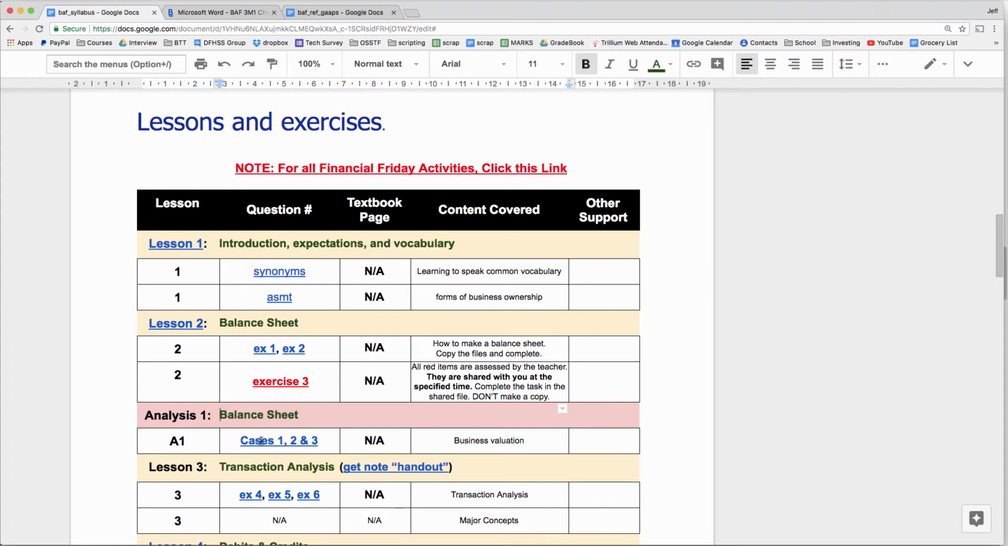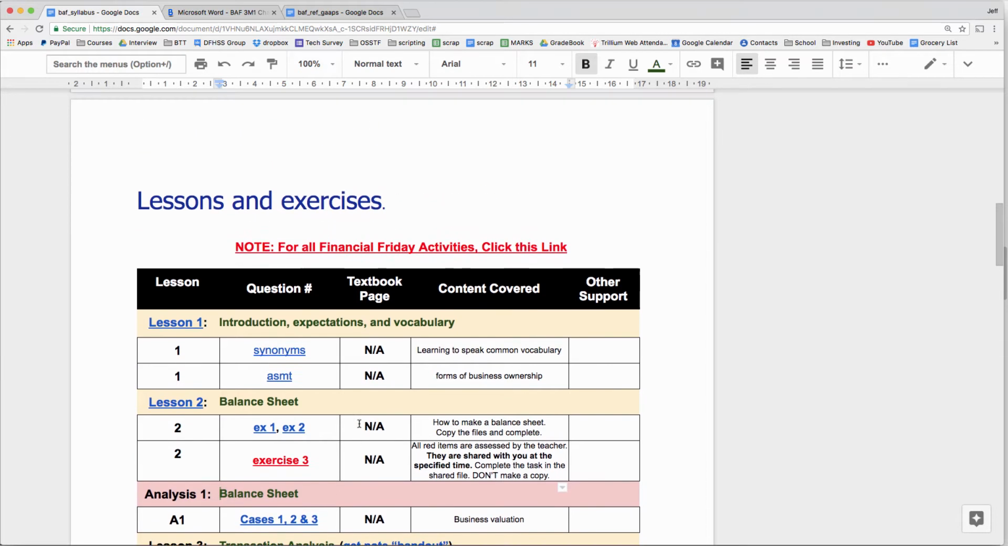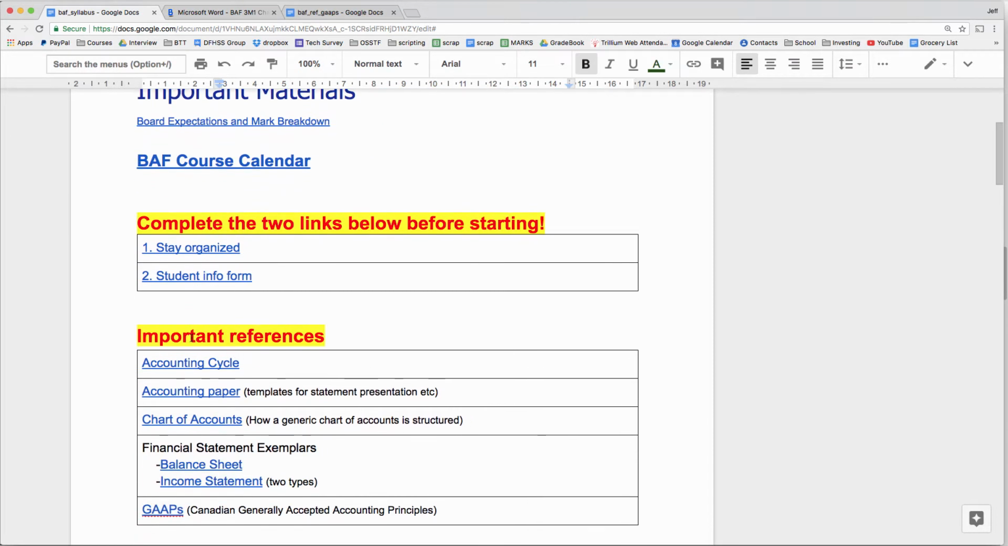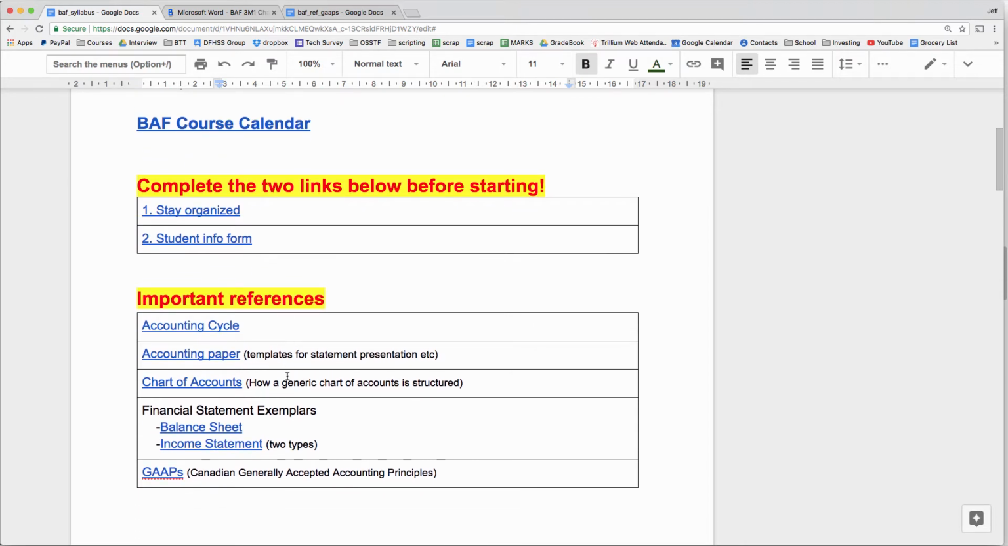What I am going to do is direct your attention to the top of our syllabus. Go all the way back up here, and you see there's important references, things that you need throughout the entire course. And the two that we need to be able to do this first analysis are the chart of accounts and our GAAP, which are essentially the rules of accounting.